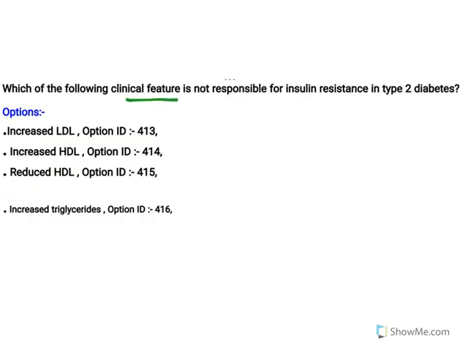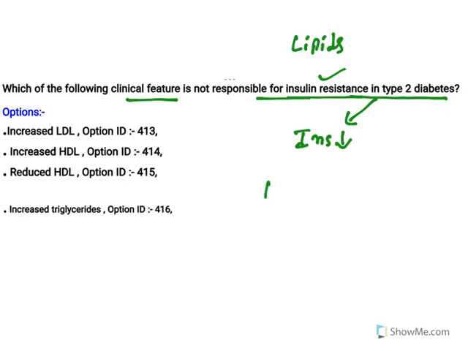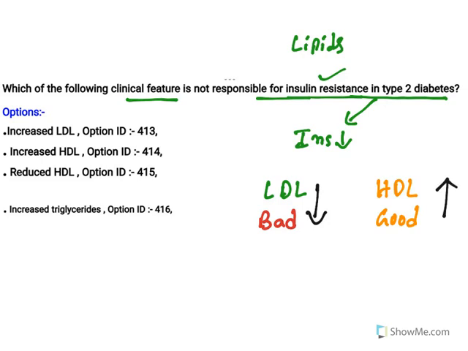Now, which of the following clinical feature is not responsible for insulin resistance in type 2 diabetes? See, type 2 diabetes is either because of reduced insulin or insulin resistance. Insulin resistance is caused by lipids. Now, again in this lipids, you need to understand certain things. See, LDL is considered as bad cholesterol because it gets accumulated in the cell and cause all the problems. Whereas HDL is considered as good cholesterol. See, always this bad cholesterol level should be low and HDL should be high. This is the ideal condition. If LDL is high, there is a chance of causing insulin resistance.